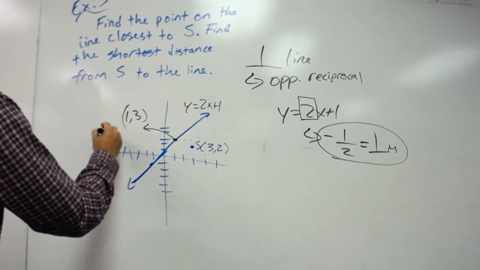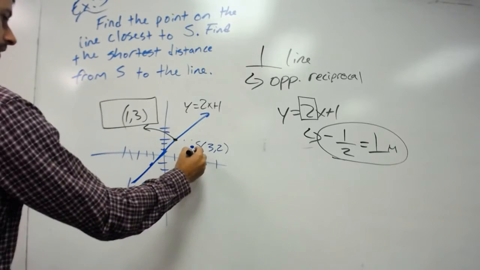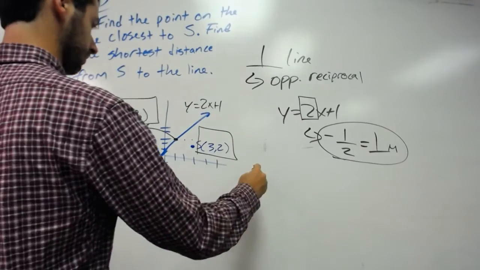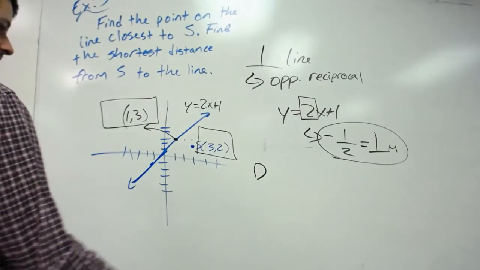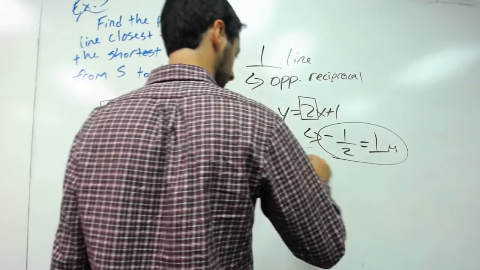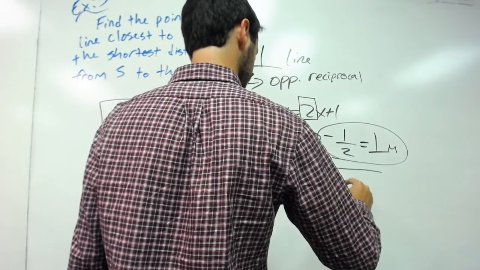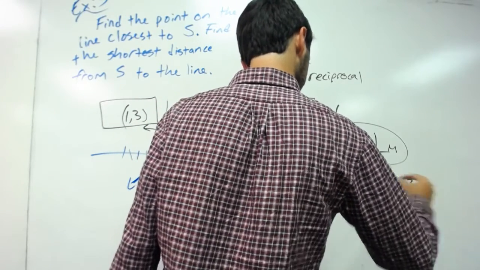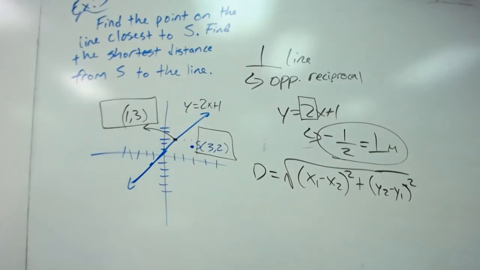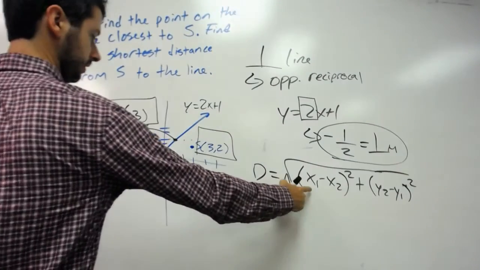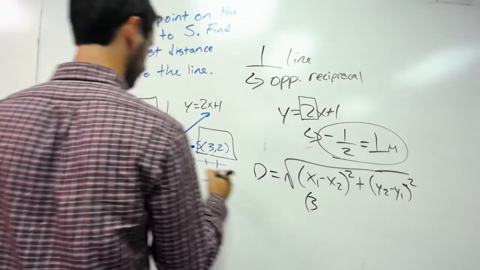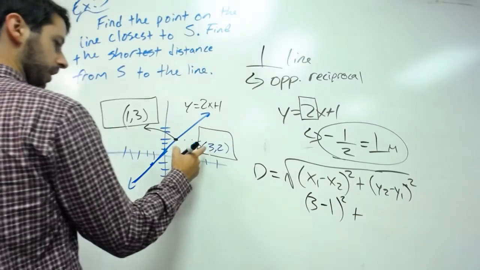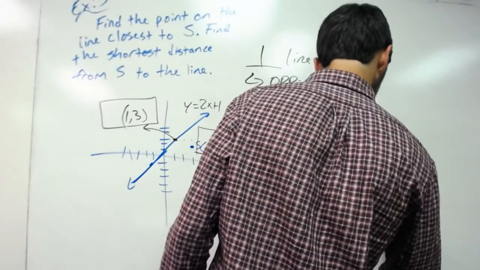So now that we know this coordinate, and we know this coordinate, well, in order to find the distance between two coordinates, what we do is the distance formula. Distance equals square root of (x1 minus x2) squared plus (y2 minus y1) squared. And then we plug in and solve. x1 is 3. x2 is 1. We should know how to do distance formula by now. y2 is 2. And y1 is 3.